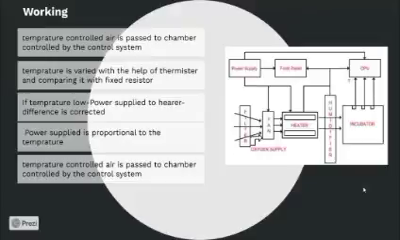Now, the temperature can also be varied by measuring the vitals of the infant and varying with respect to the infant's body.